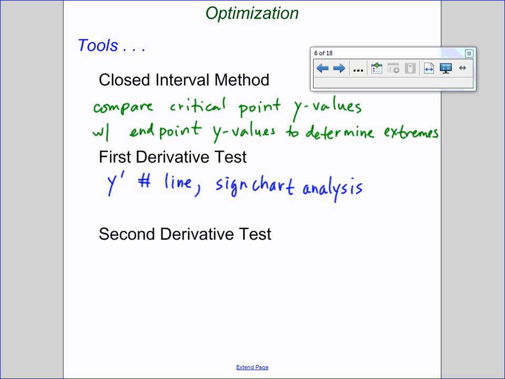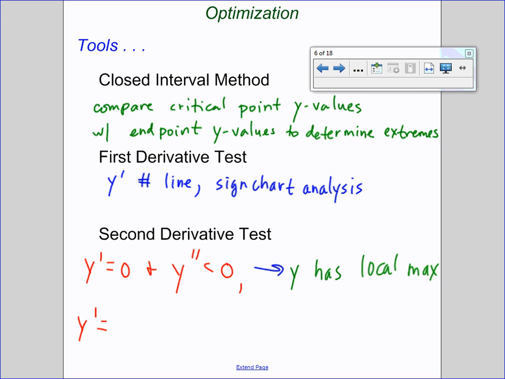What's the second derivative test? Second derivative test, 2 cases: y prime equals 0 and y double prime negative. That indicates the presence of a local maximum on y. And I better say y has a local maximum. Alternatively, if y prime equals 0 but y double prime is positive, indicating concave up curvature, then we know that y must have a local minimum.